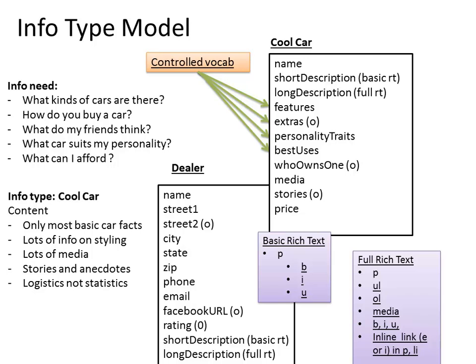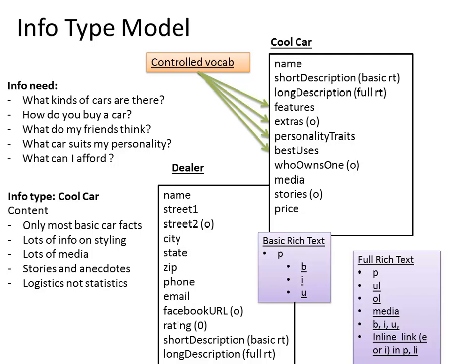Okay, one last thing to see about this is all of these are controlled from the first part of the class. They're all lists of stuff that I've come up with, or that we will have in our system, that are standard. So a standard set of personality traits, standard set of extras, standard set of best uses. And now I have two rich text models. We talked about that before as well. I have a standard one and a more enhanced one.